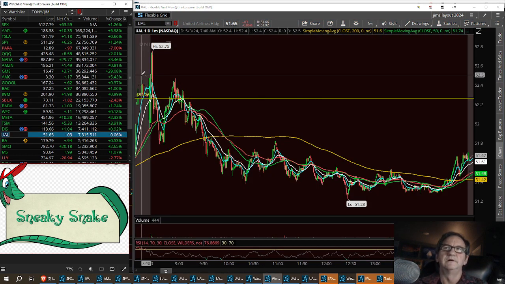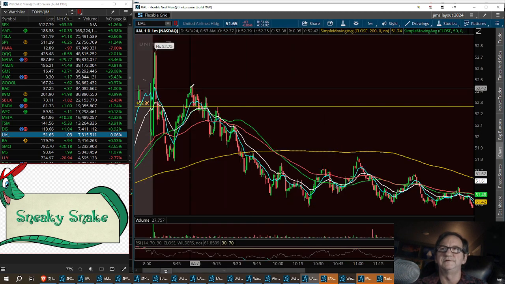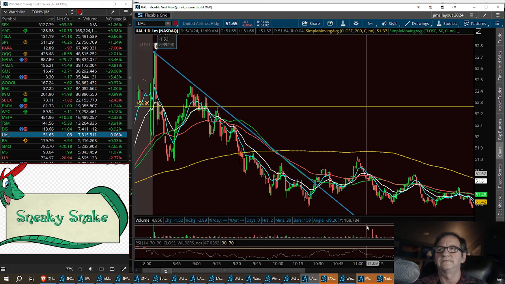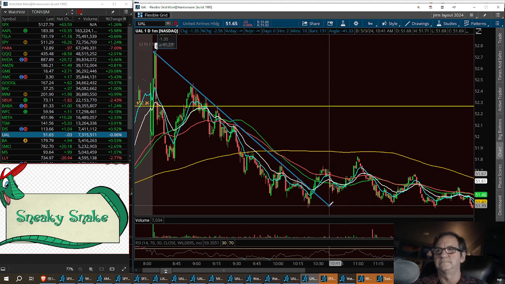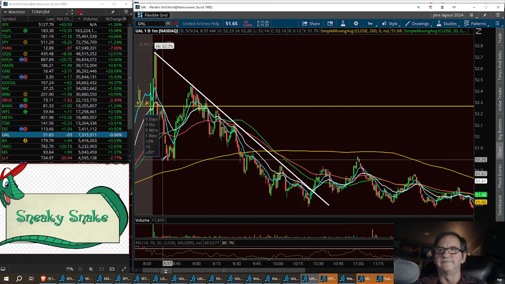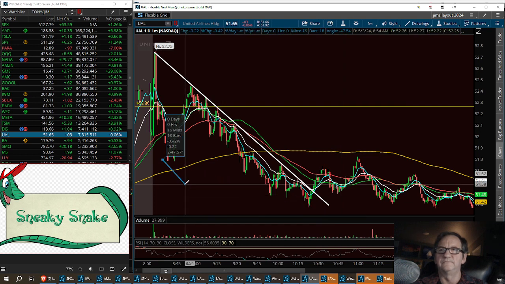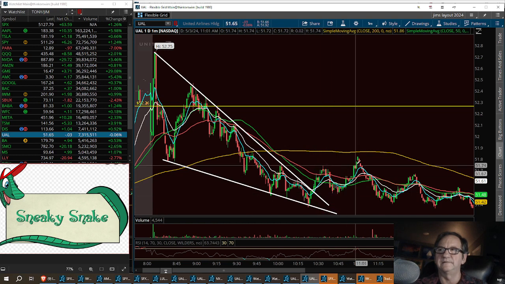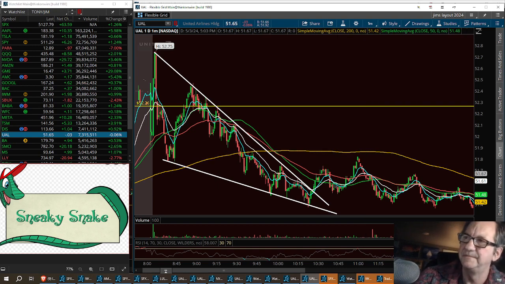UAL. I'm coming in here. We got a falling wedge. We got a double top exit. So we got another falling wedge. We count to 3. I jump in the trade and I run it up, pull back, run it up to the 200 and get out of the trade. 200 SMA is a resistance line.